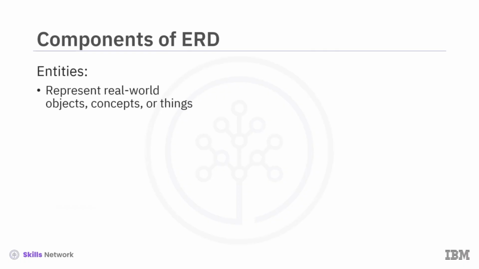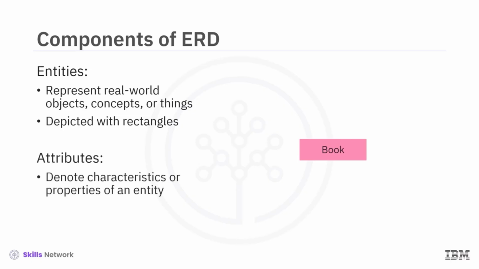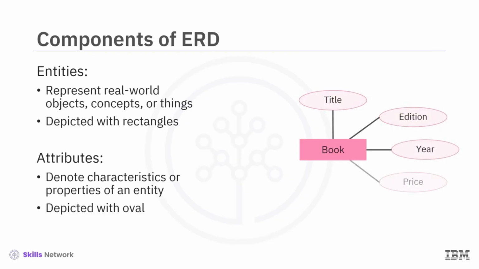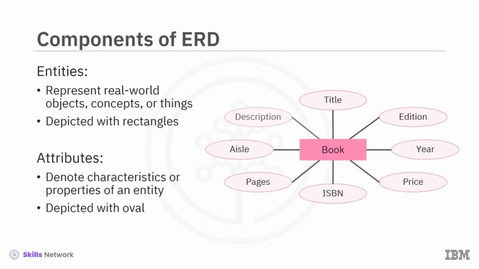Entities represent real-world objects, concepts, or things that store and manage data. Rectangles in an ER diagram depict these entities. In this example, book represents an entity. Attributes represent the characteristics associated with an entity. Ovals inside the entity rectangle depict these attributes. In the given example, ISBN, title, author, and published year are all attributes.